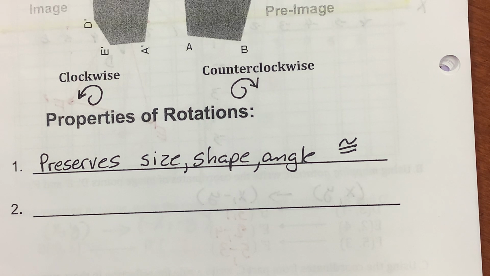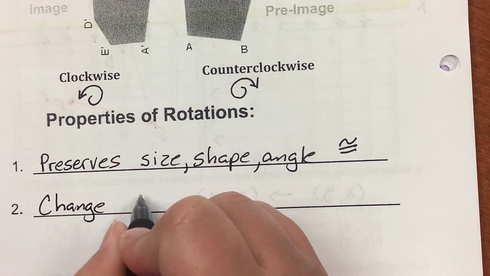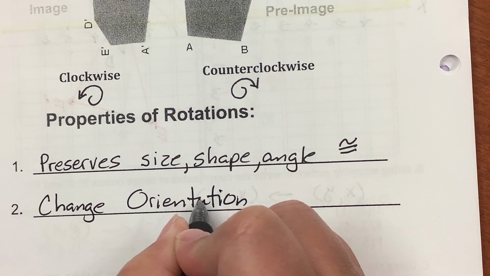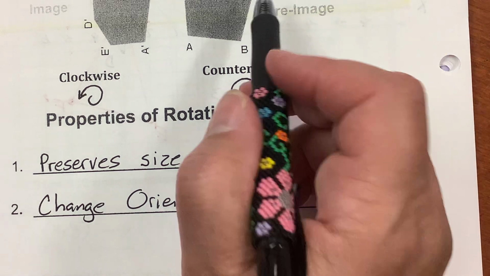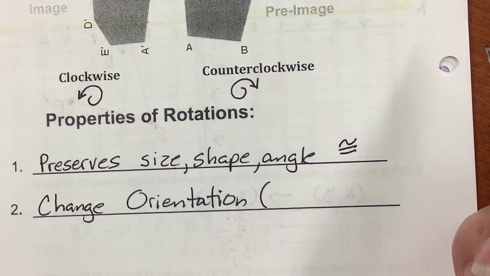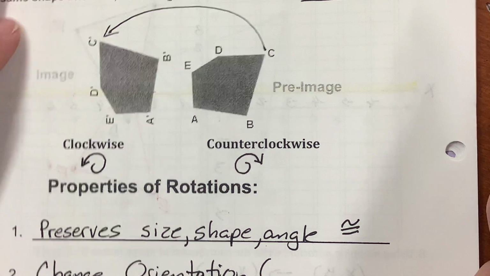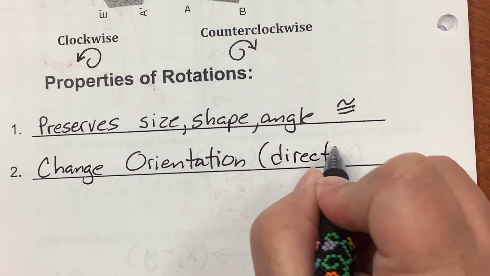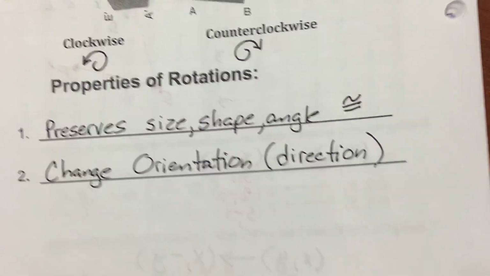Now, the next thing it does is it changes orientation. And orientation is basically the direction that it's pointed in. So you could see here is sort of pointed up and to the right, and here it's up and to the left. It changed orientation. Where the, quote, point of the object is changes direction. It also changes location, but I'm not going to dwell on that. It's mostly orientation that we're going to be concerned with.